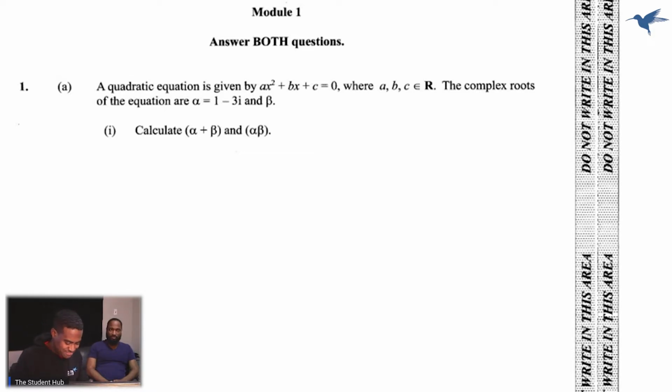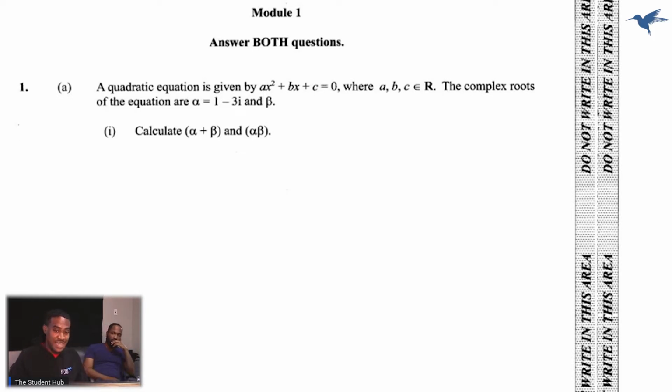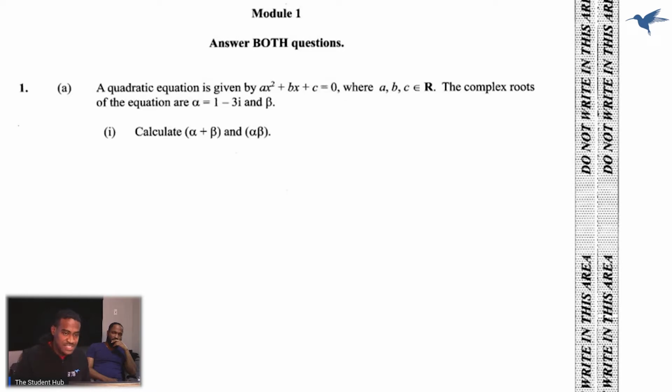So we have here part A. It says that the quadratic equation is given by ax squared plus bx plus c is equal to 0, where a, b, c are elements of the set of real numbers, right? The complex roots of the equation are alpha is equal to 1 minus 3i and beta, right? They just give us beta. They didn't tell us what beta was. And then they say in part I, calculate alpha plus beta and then alpha by beta, right?